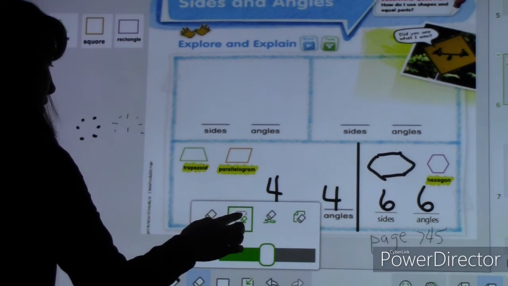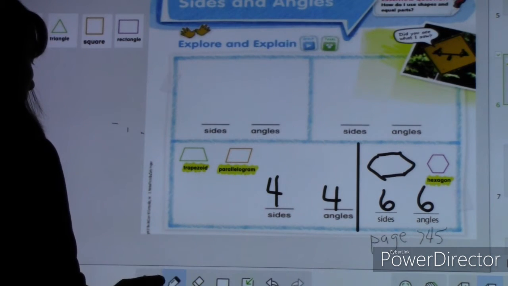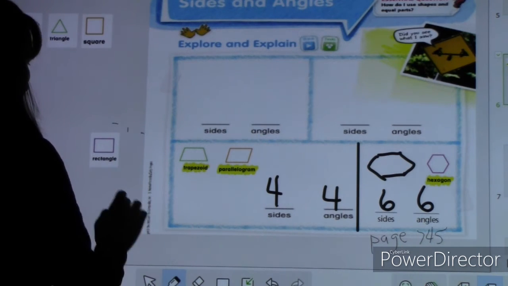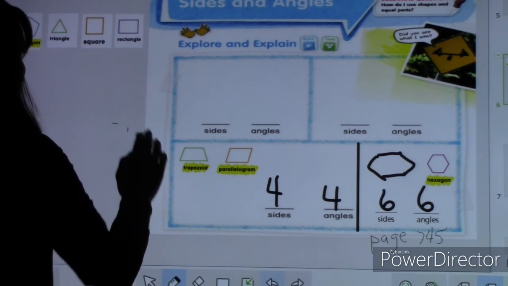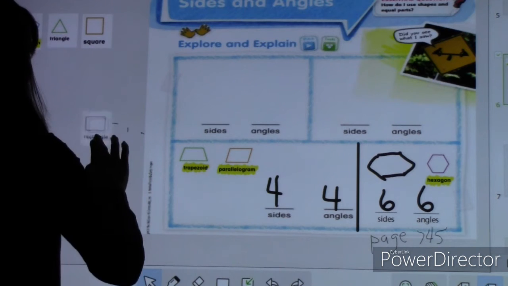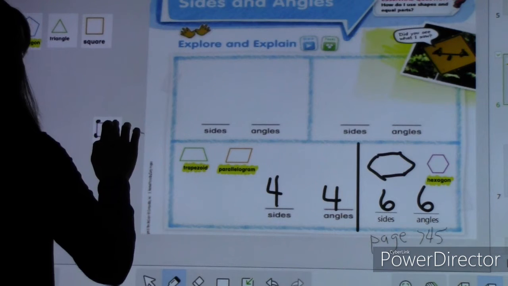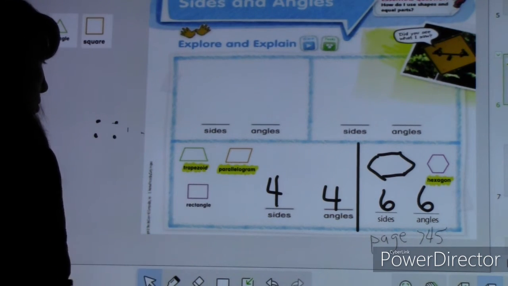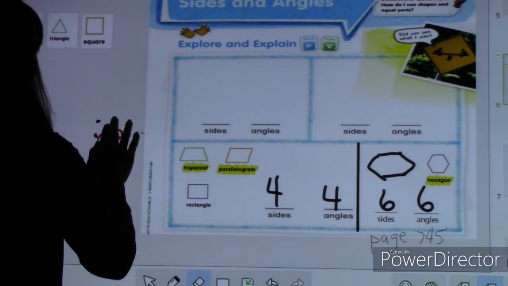Our next shape is going to be the rectangle. So let's take a look at our rectangle. 1, 2, 3, 4 sides. And 1, 2, 3, 4 angles. So I'm going to go ahead and put that one in the same box as the trapezoid and parallelogram. Go ahead and draw your rectangle in the box.